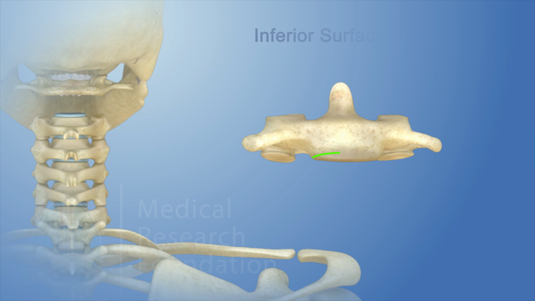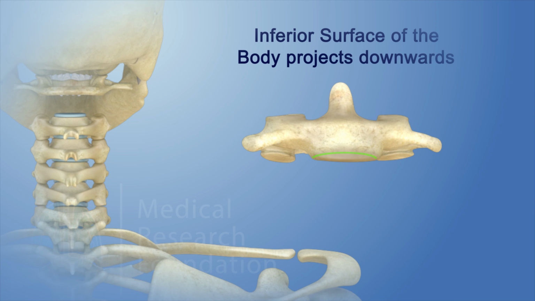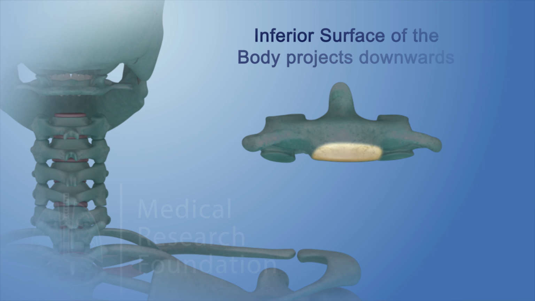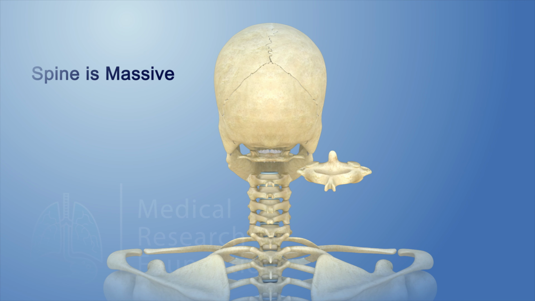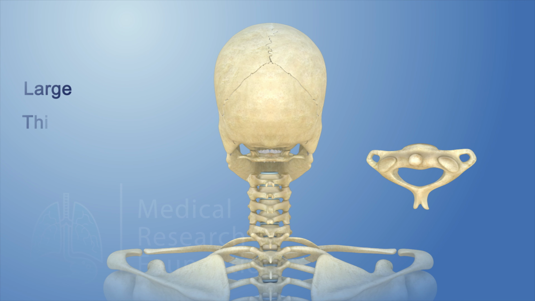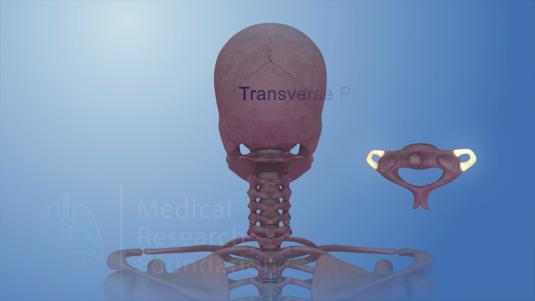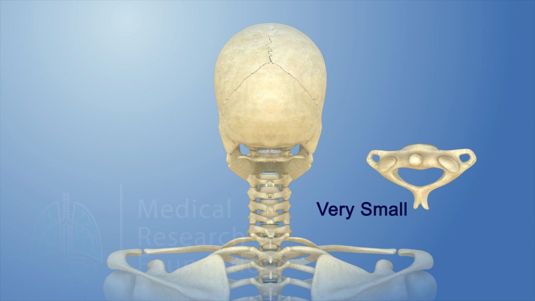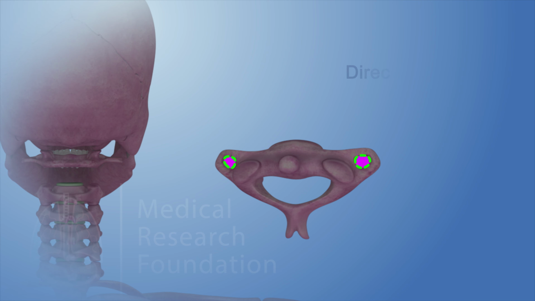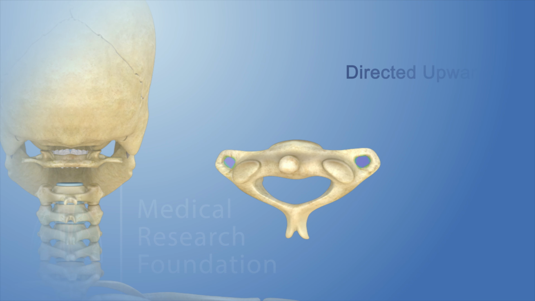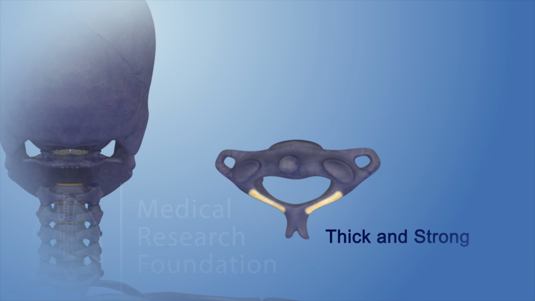The prominent anterior margin of the inferior surface of the body projects downwards to a considerable extent. The spine is massive. It is large, thick, and very strong, and deeply grooved inferiorly. Its tip is bifid. The transverse processes are very small and lack the anterior tubercles. The foramen transversarium is directed upwards and laterally. The laminae are thick and strong.